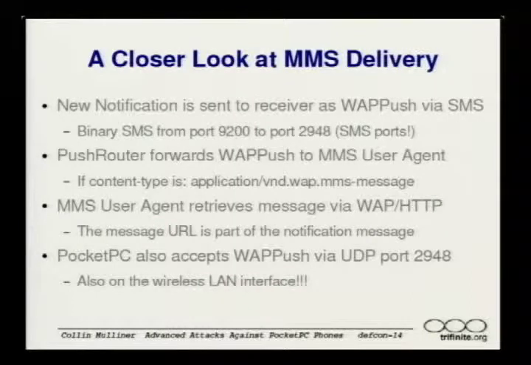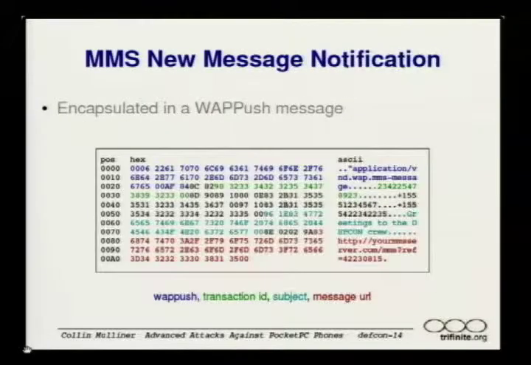And so the real fun thing is the URL where to retrieve the actual message. That's just part of the notification. It's really just a URL string, like, here is the message, get it from here. And now, the really bad screw-up of Microsoft. The Pocket PC devices which have wireless LAN also accept the WAP push message on the wireless interface. So as soon as you fire up your wireless interface, I can send you a lot of nice WAP pushes.